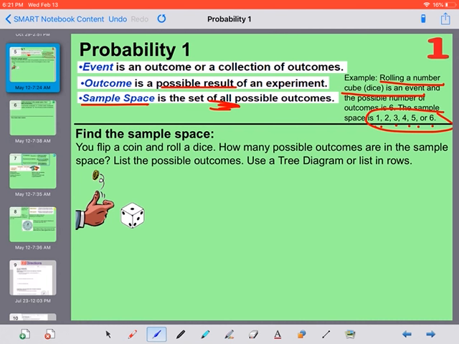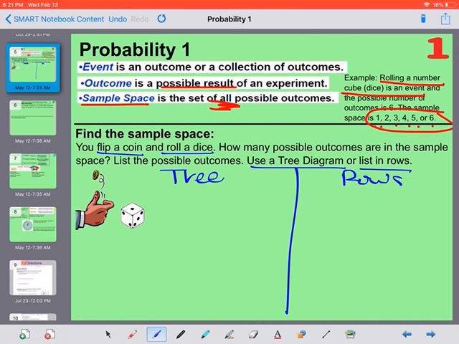So we're going to actually do two things at once. We're going to find the sample space of flipping a coin and rolling a dice. We want to know how many possible outcomes there are in the sample space. List them, and we can list them using a tree diagram or list in rows. I'm going to show you both ways. First, we're going to look at a tree diagram, and then we'll list just in rows.